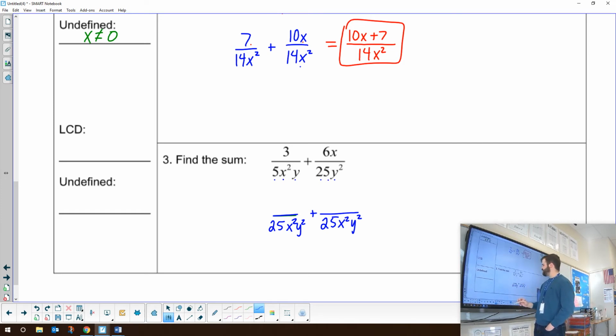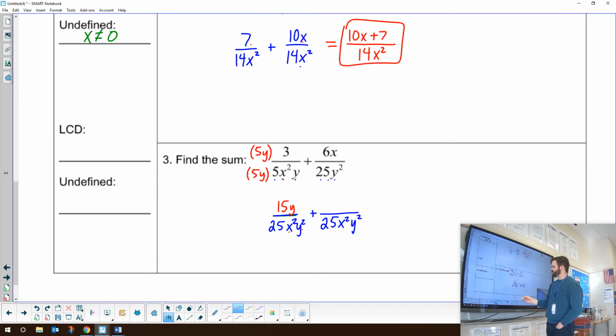Now, to get from 5 to 25, I had to multiply by 5. To get from x squared to x squared, I didn't have to multiply by anything. But to get from y to y squared, I had to multiply by 5y. So we're going to multiply by 5y to the top as well. 5y times 3 is 15y.